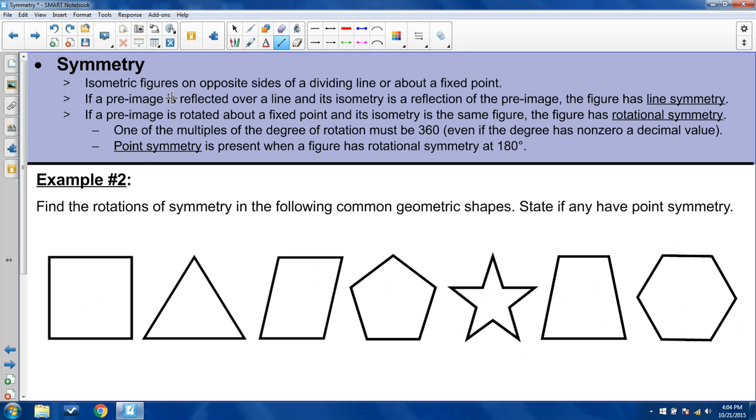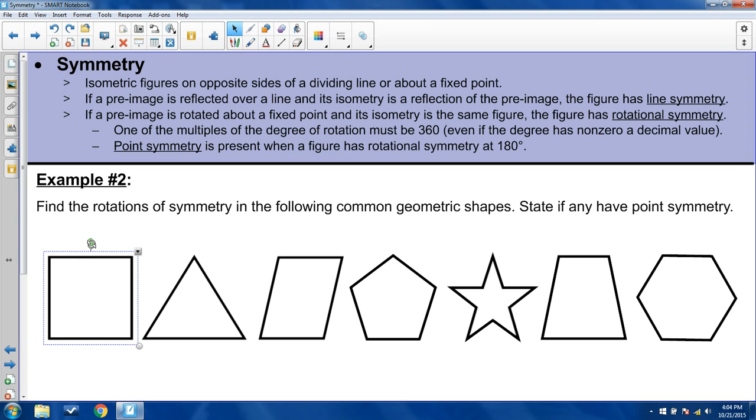Okay, your next example here is with rotational symmetry. So let's look at that. Rotational symmetry occurs if a pre-image is rotated about a fixed point and its isometry is the same figure. So we're going to rotate these objects a certain number of degrees to see if we can come back to how the object appears. Now thankfully, because of my tool here, when I click on this, it already highlights and treats the center point of this shape as exactly that.